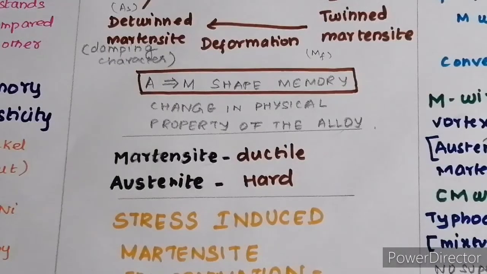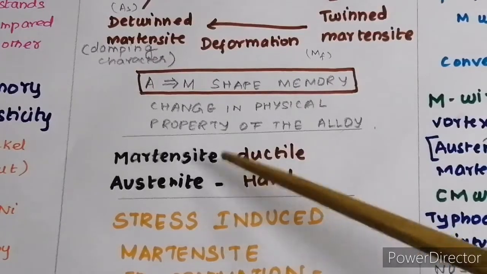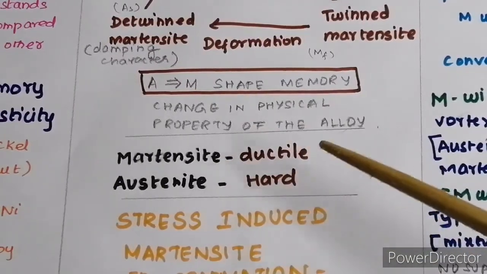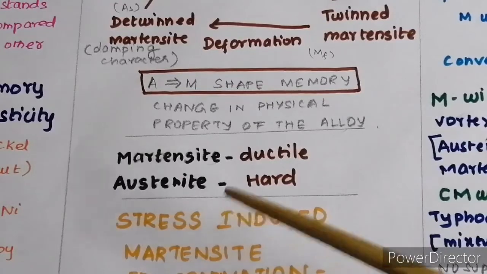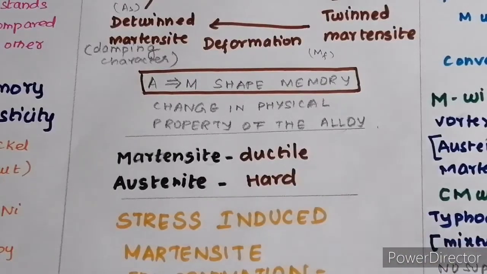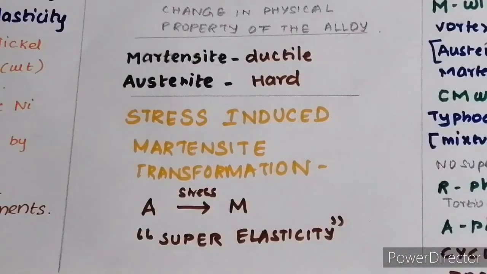So when austenite phase turns to martensite phase, there occurs change in physical property of the alloy also. So this martensite phase is extremely ductile when compared to austenite. Austenite is hard. Now we have seen the reason behind the term shape memory. Now let us see why this nickel titanium is super elastic.